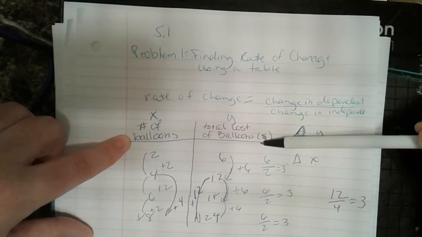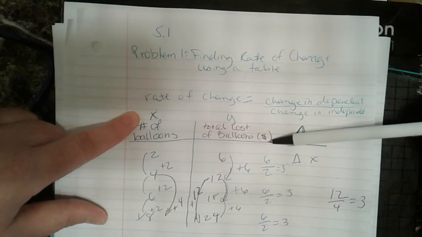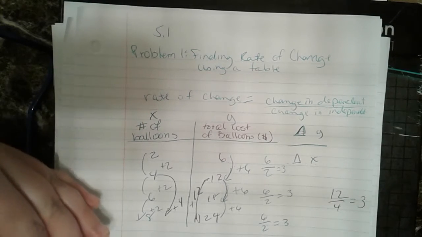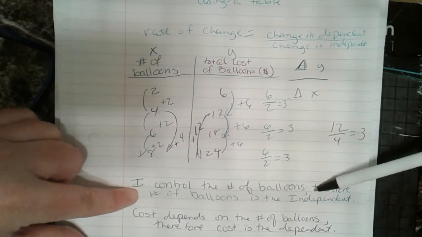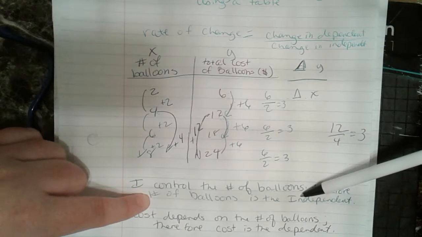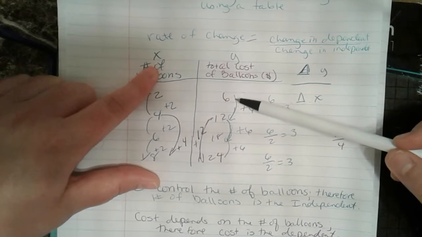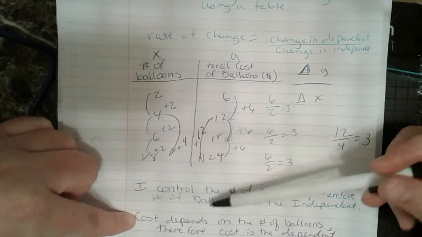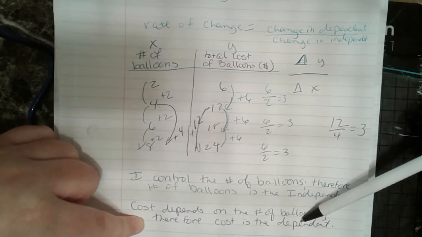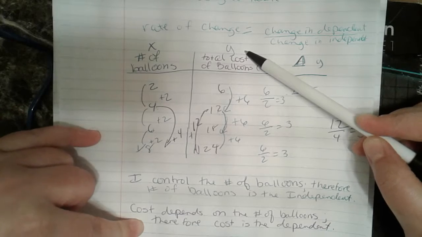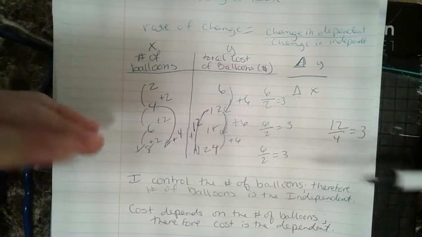total cost of balloons. Now, I have labeled this as X and Y because I've already predetermined, well, what do I have control over? I answered the question down here. What do I have control over? Well, I have control over the number of balloons. And if I have control of the number of balloons, that's my independent variable. That's going to be X. Cost depends upon the number of balloons, therefore cost is the dependent variable. Okay, so that is why I put a Y up here, because cost depends upon the number of balloons I buy. Therefore, cost is Y.